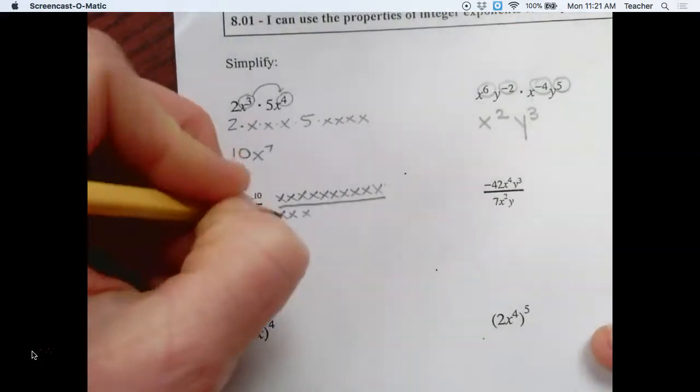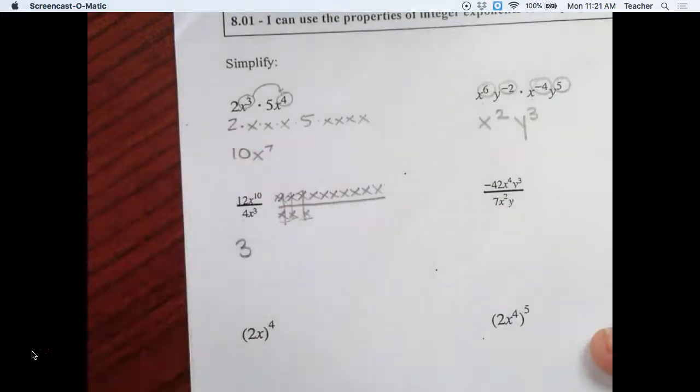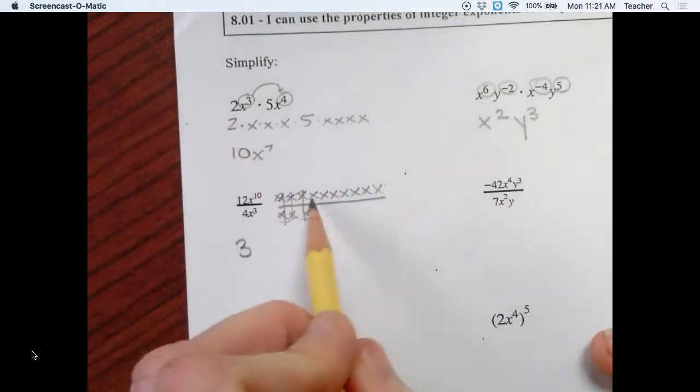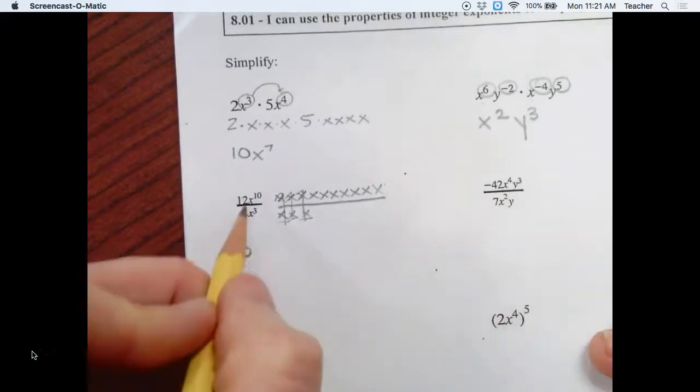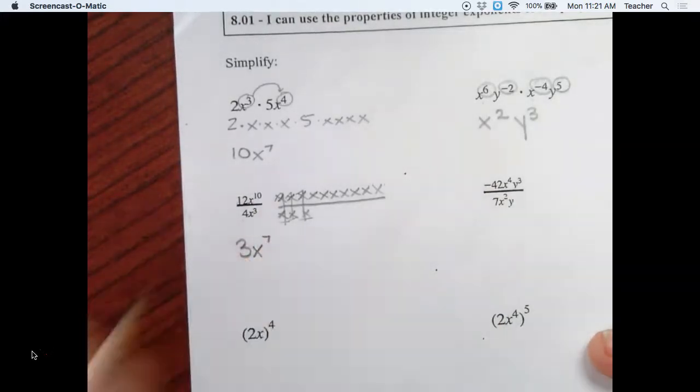Okay, well, x divided by x is 1. X divided by x is 1. X divided by x is 1. I'm left with 7 x's on top. So we could have subtracted the exponents. It was one of the rules. Properties. Here's your answer.